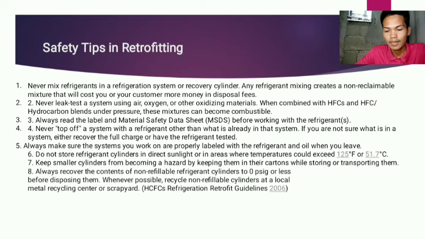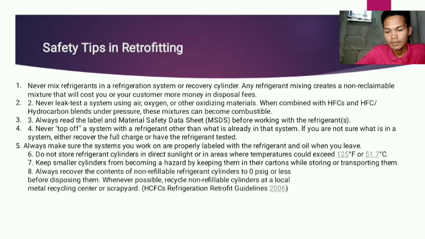Third is always read the MSDS or label and material safety data sheet before working with a refrigerant. That is the most important tip in retrofitting. Fourth is never top off a system with a refrigerant other than what is already in that system. If you are not sure what is in a system, either recover the full charge or have the refrigerant tested. Fifth is always make sure the system you work on is properly labeled with the refrigerant and oil when you leave.